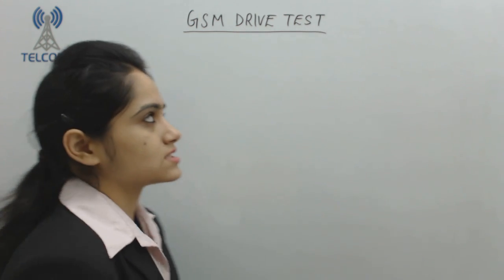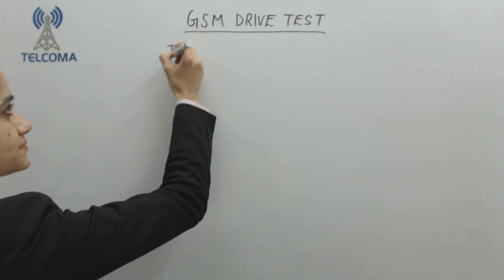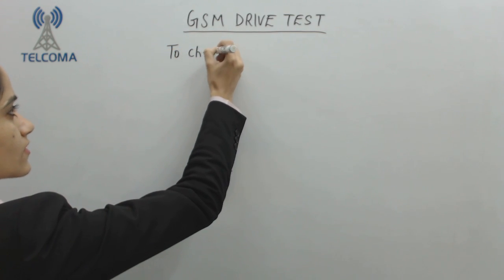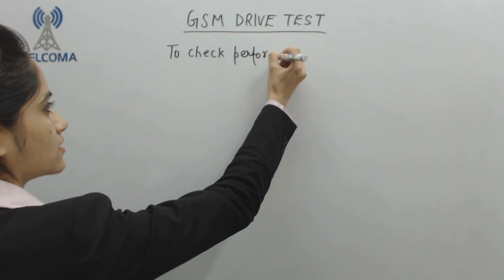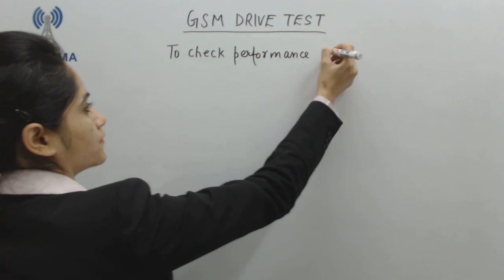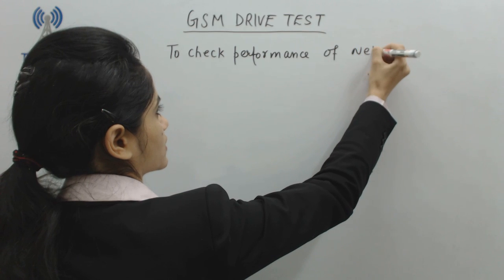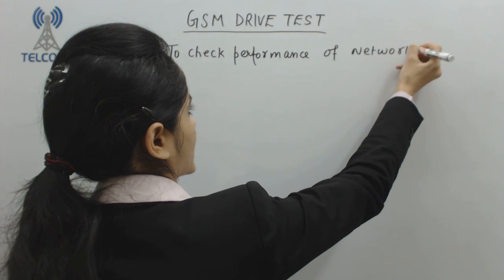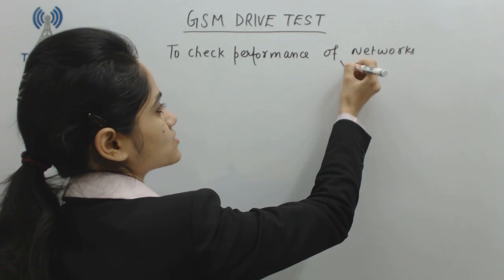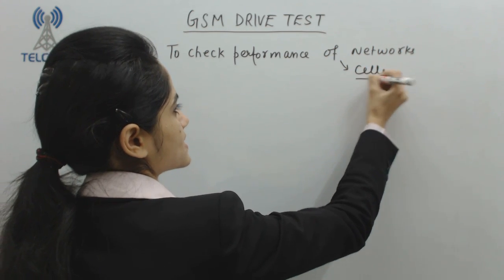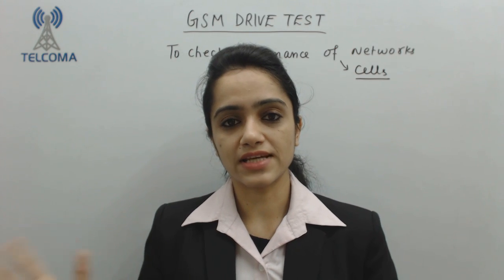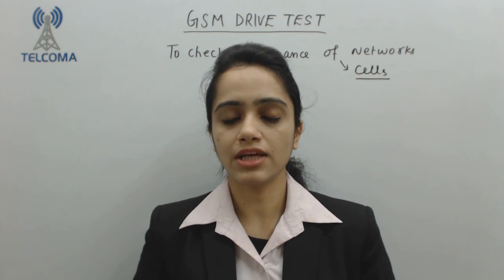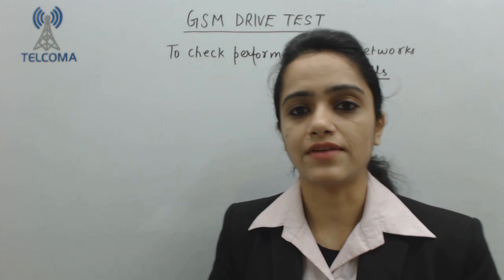Drive test is required to check performance of network. So, I can say that this performance of network means performance of cells. So to check individually the performance of a cell as well as the network, we require a process which is the drive test procedure.